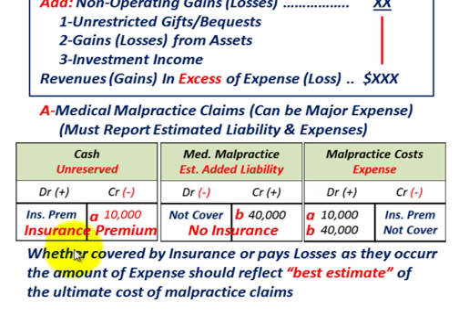So the key is, whether you're covered by insurance or you pay the losses as they occur, the amount of expense should reflect the best estimate of the ultimate cost of any malpractice claims. Remember that when you're talking about these hospitals and you have these malpractice claims. You have to come up with some estimated liability and expense on those.